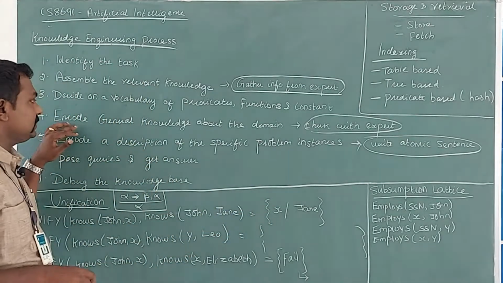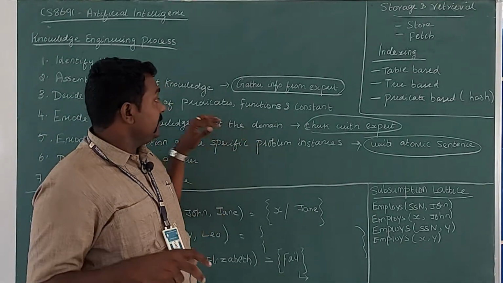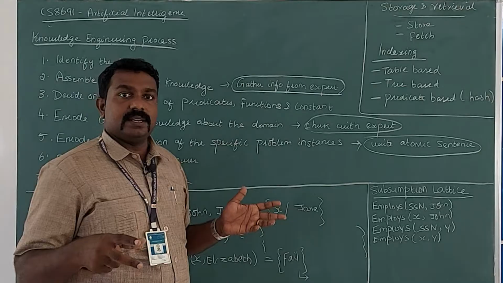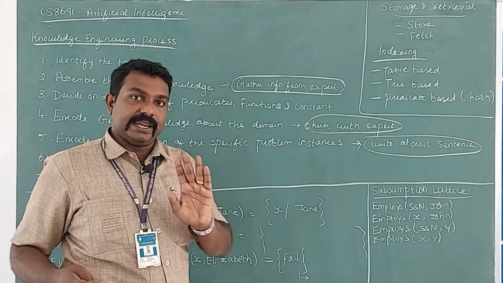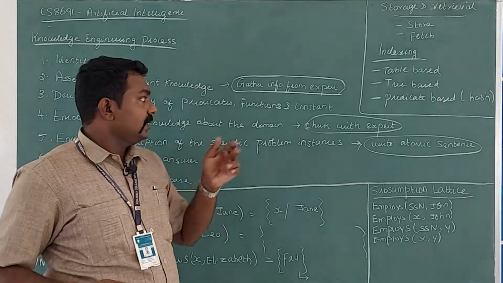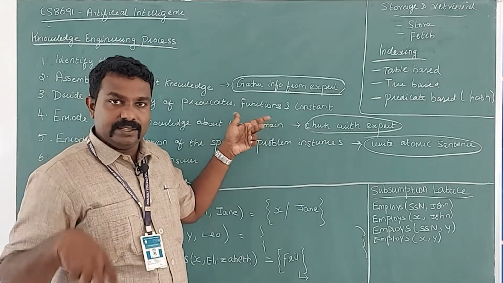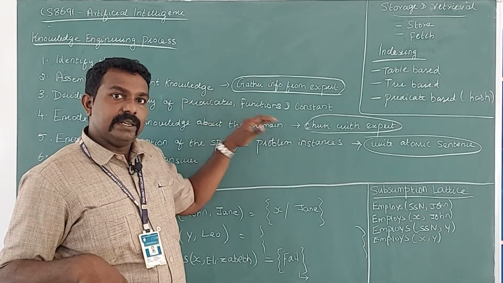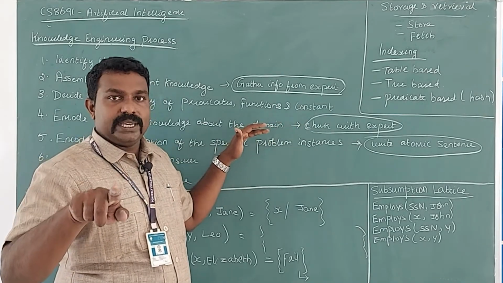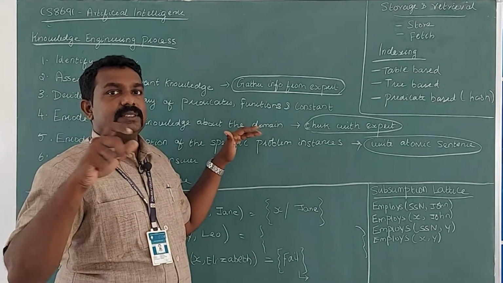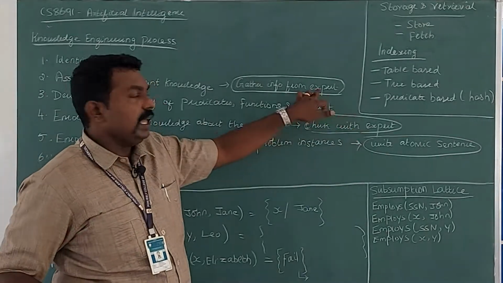The fourth step is encode knowledge about the domain. After determining the predicates, functions and constants, you are once again checking with the expert whether whatever you have determined is correct or not. So, you are going to the expert twice. Once before determining the predicates, constants and functions, you are gathering the information from the expert. Then you write down the predicates, functions and constants. After writing them down, you go once again to the expert and check whether they are correct. So, twice you are doing the check with the experts.